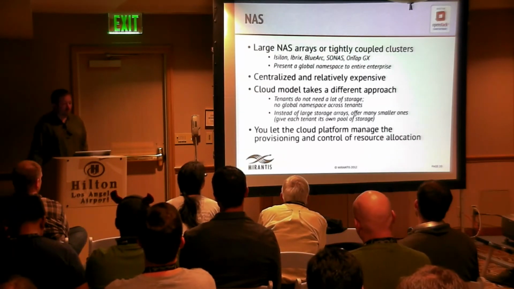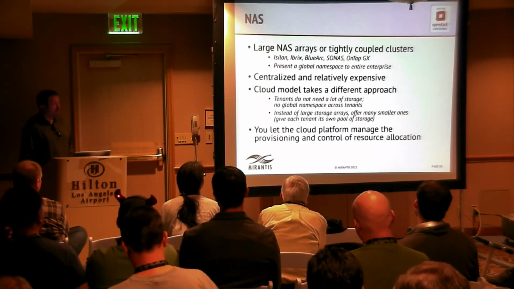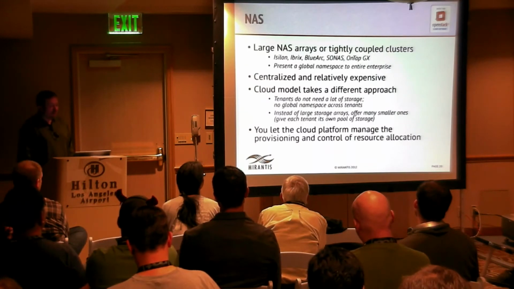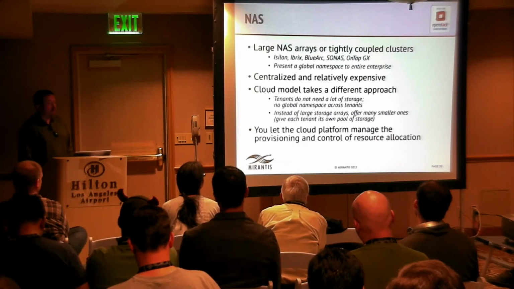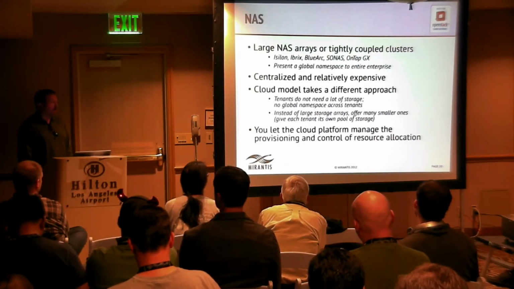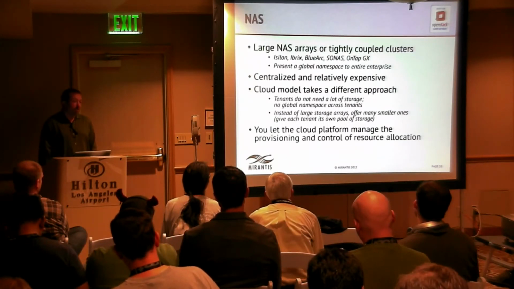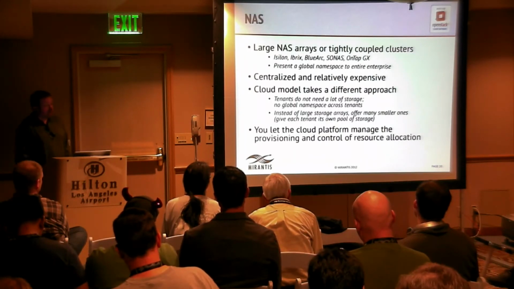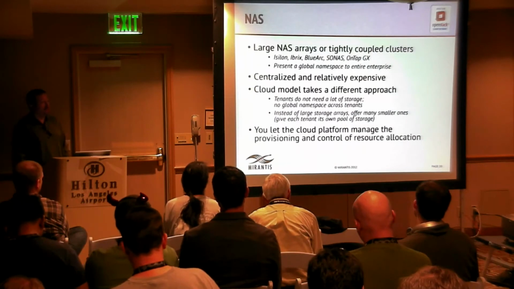Okay, so NAS. Typically, you have large, very expensive boxes. So if you have a $1 million bank account, this is it. Isilon, IBRIX, BlueArc, Sonas, and ONTAP GX are the scale-out guys. And these present very, very large pools of storage behind a global namespace to an enterprise or some major fraction of the enterprise. They're centralized, and the key to it is, since they have a global namespace, now you have to protect portions of that namespace to prevent other people from accessing it.